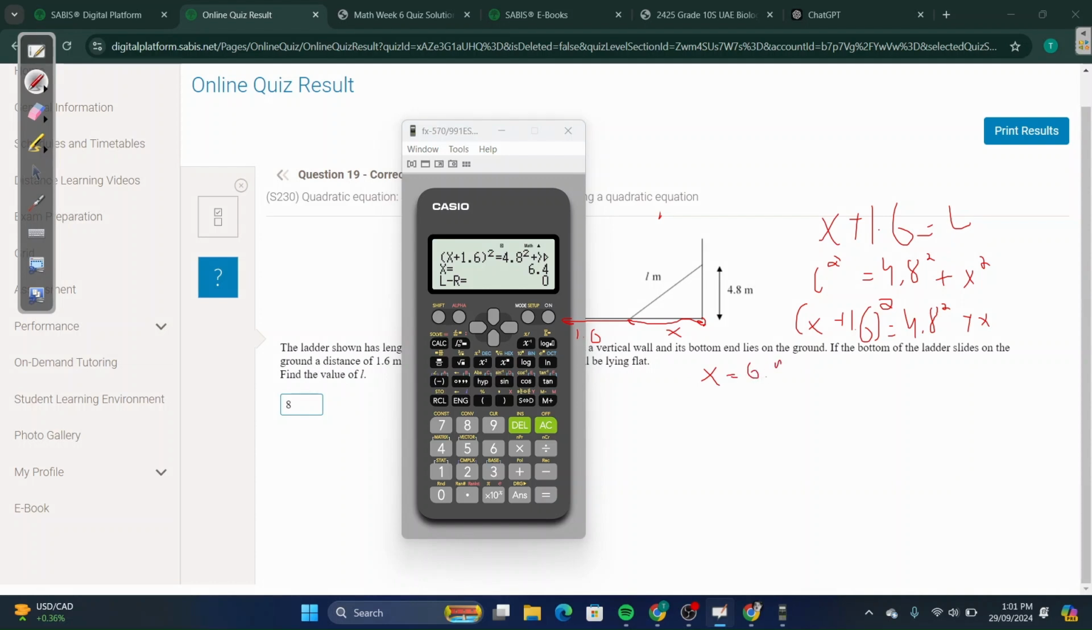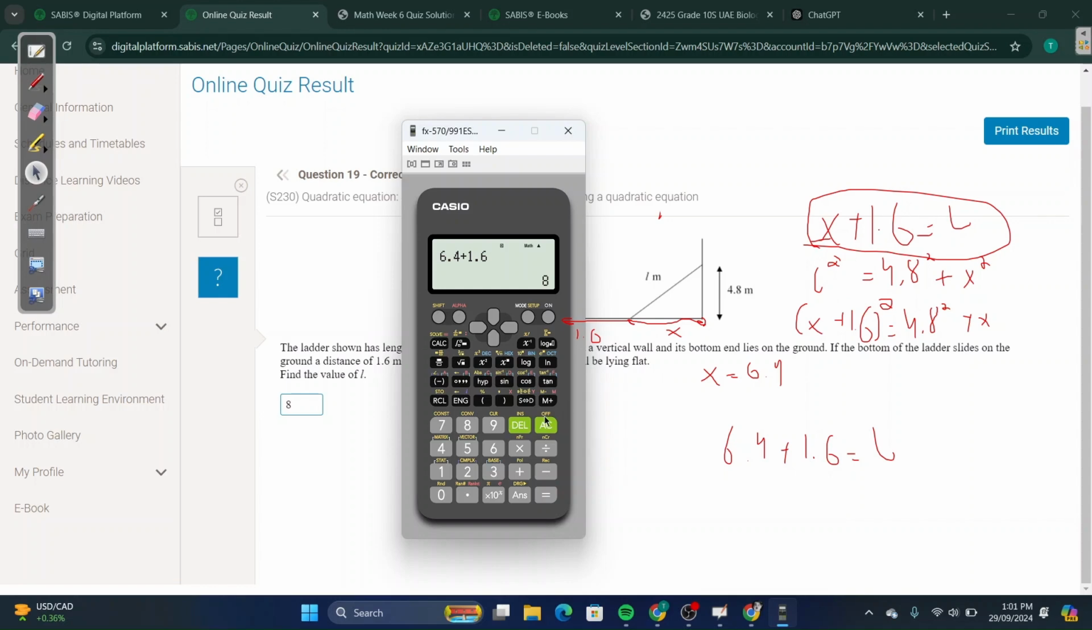So what you can do now is sub this into the Pythagorean theorem again, so 4.8 squared plus 6.4 squared is equal to L squared, or you can use this first equation. 6.4 plus 1.6 is equal to L. 6.4 plus 1.6 equals 8. So 8 is our answer by the first equation. So we basically found x, then we used it in this.